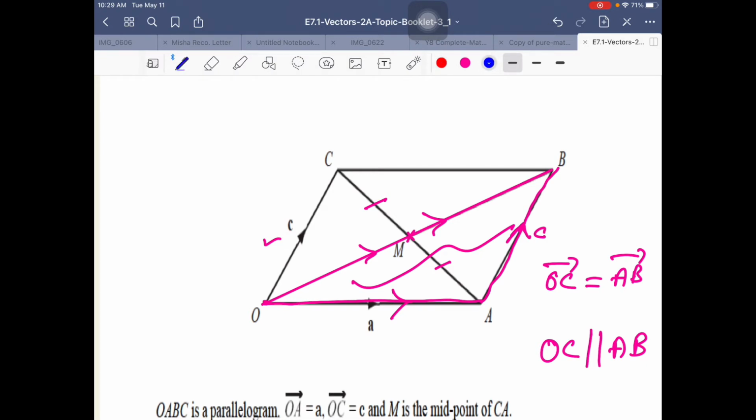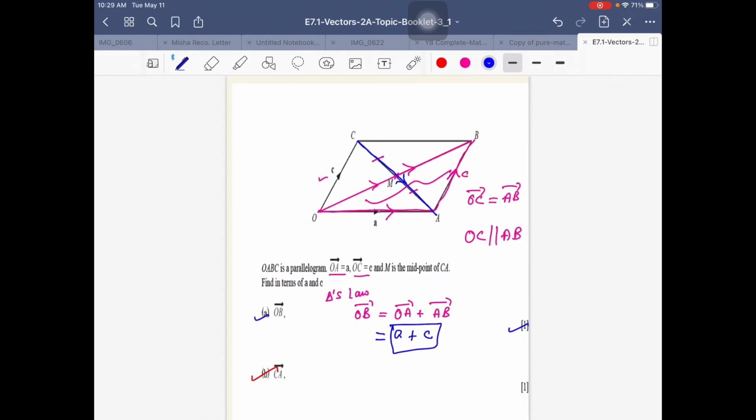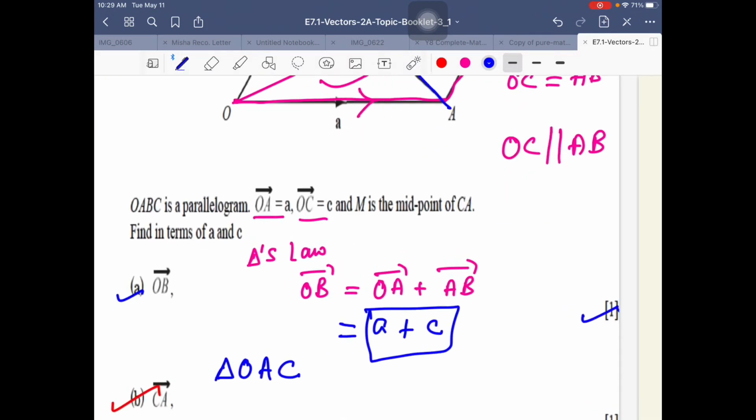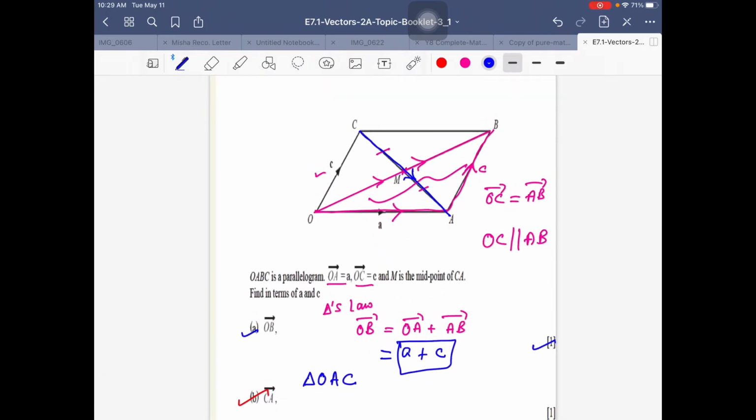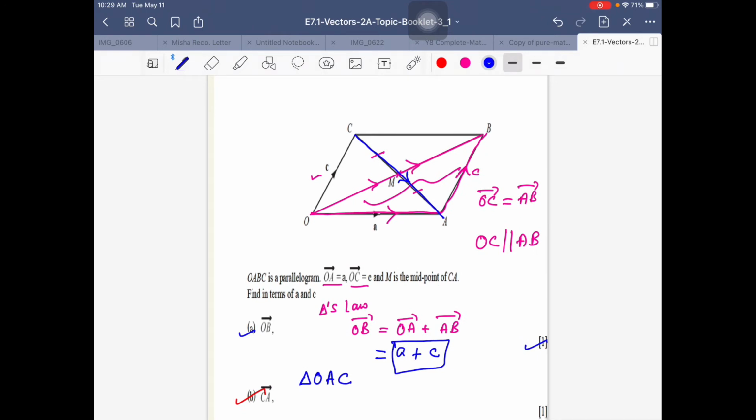CA vector means vector from C to A. CA vector, this way. Now I can find CA vector by using triangle's law, taking either the lower triangle OAC or the upper triangle CAB. Let's go with the lower triangle OCA. So here I am focusing on triangle OAC. In this triangle, I want to apply triangle's law of vector addition.